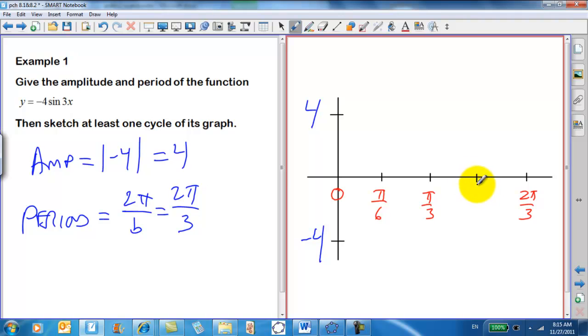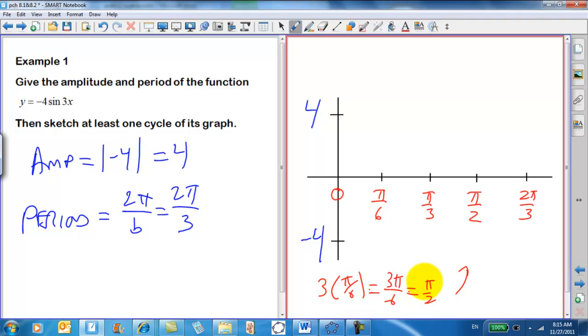And so this will be halfway between these two. You can do the average, or you can just triple this. 3 times pi over 6 is 3 pi over 6, which is pi over 2. And that's where I got the pi over 2 for up there.